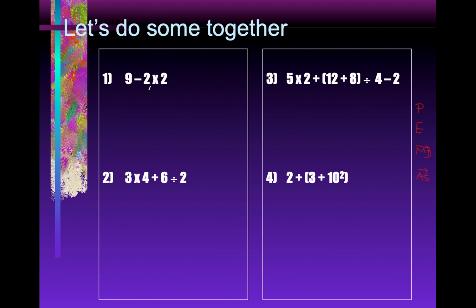So let's look at this first one here. I only really have two operations there, right? Subtraction and multiplication. Well, I know I have to do my multiplication first. So I'm going to write here, the 9 stays there. The subtraction I'm not going to do yet. I'm going to do my multiplication. 9 minus 4. And now I do my subtraction. This one was easy. Done. Notice that I'm trying to be organized, doing one step at a time, one below the other.